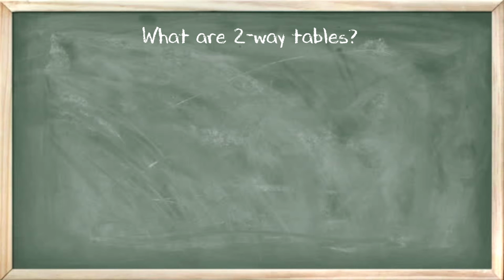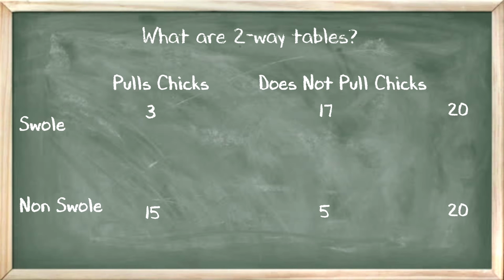Let's start by making a two-way table using random given data. Category 1, swole or non-swole, is represented in rows. Category 2, which is pulls chicks or does not pull chicks, is represented in columns. The bottom right total represents the total survey population of 40 surveyors. The other totals in the right column and the bottom row represent the totals of each specific condition, and those are called marginal distributions. Let's try an example.